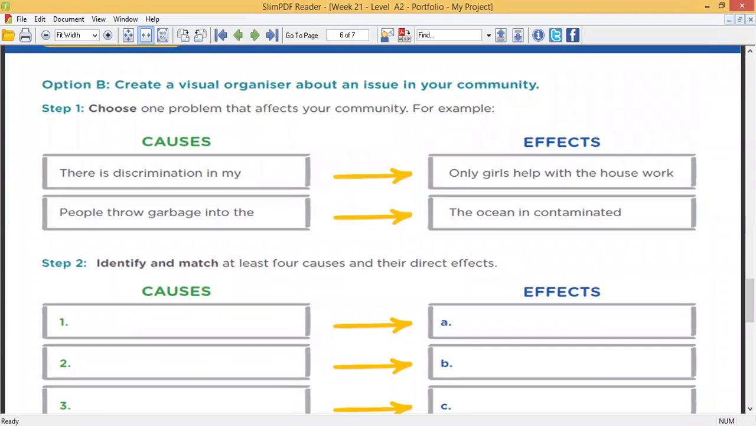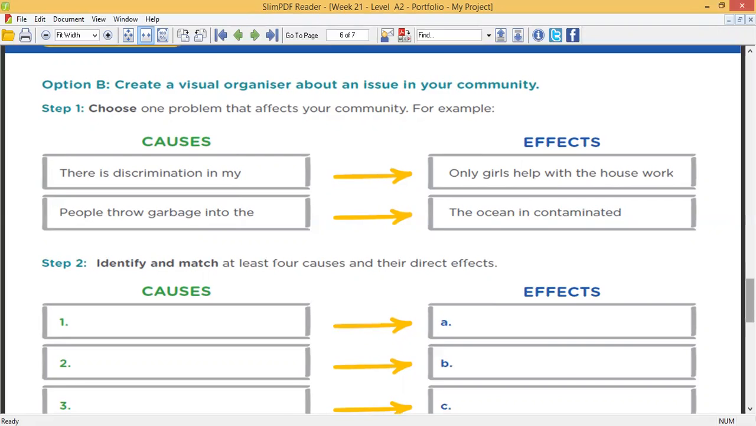If you decide to choose option B, you have to create a graphic organizer, the same, but using a problem in your community. For example, there is discrimination in my neighborhood, or in my community. That is a cause, and the effects only get help with the housework. People throw garbage into the streets, for example, or into the ocean. The effect, the ocean is contaminated. It's the same.